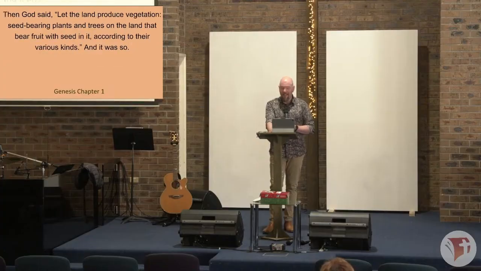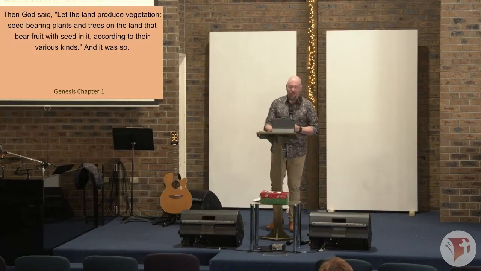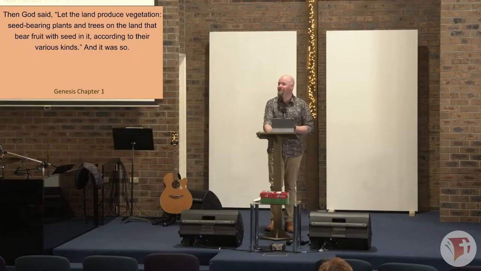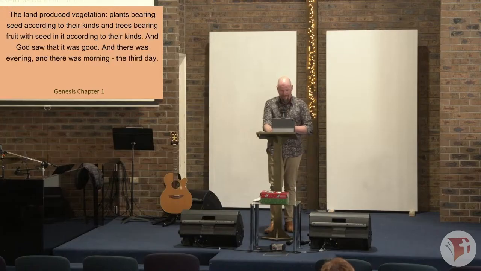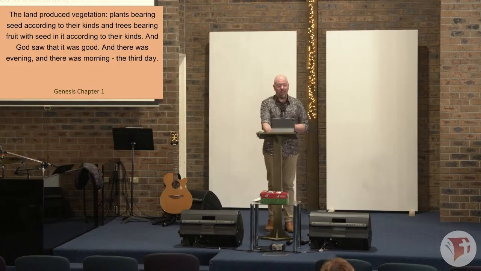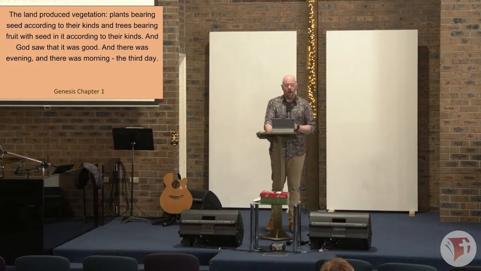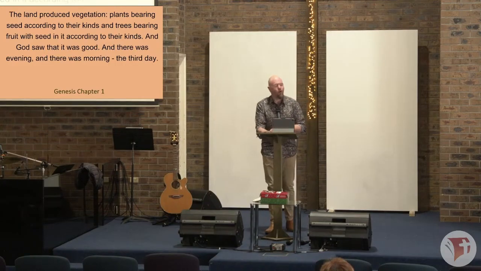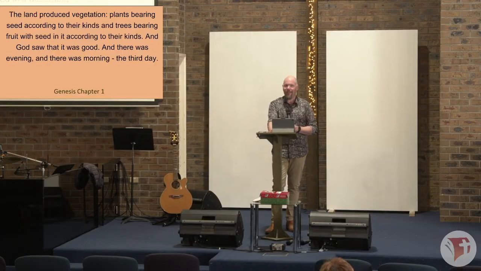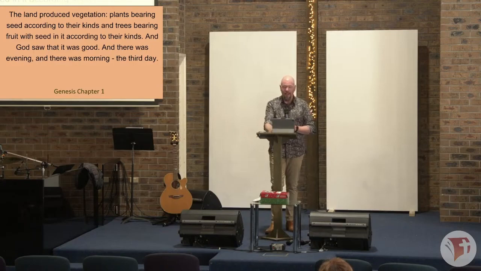Then God said, "Let the land produce vegetation, seed-bearing plants, trees on the land that bear fruit with seed in it, according to their various kinds." And it was so. The land produced vegetation, plants bearing seed according to their kinds, and trees bearing fruit with seed in it according to their kinds. And God saw that it was good. And there was evening, and there was morning, the third day.